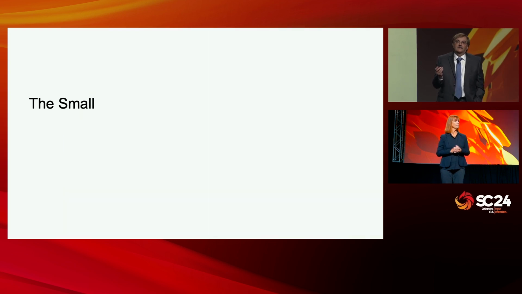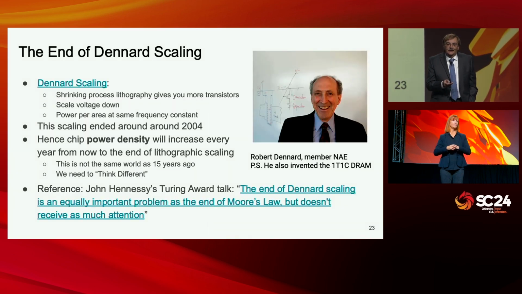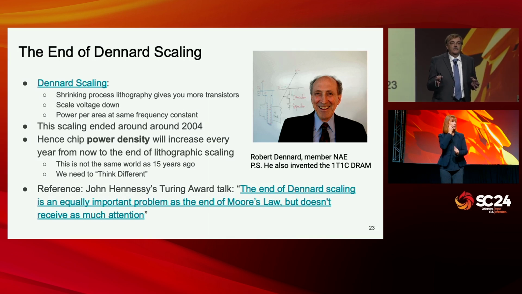I realize I'm running out of time here, so I'll try to go quickly over the next slide. So I think we're familiar with the end of Dennard scaling. What that means is that the power density of chips is going to go up every generation from now till the end of the lithographic scaling. And so power and cooling is going to be a lot more important. So I notice on the floor at the exhibition this year, there's a lot of cooling companies as well as electric supply companies like Schneider.